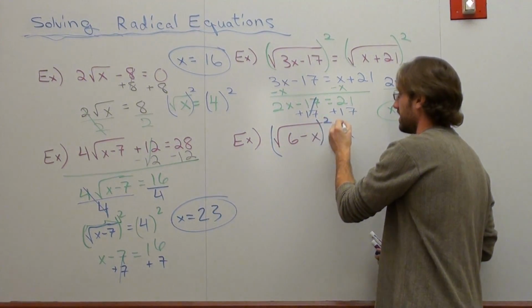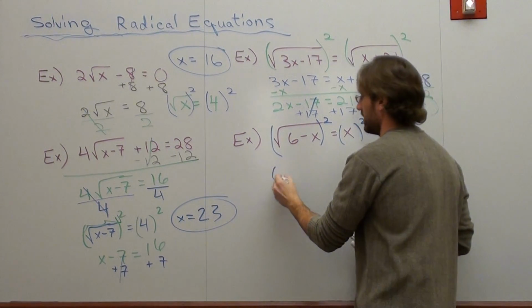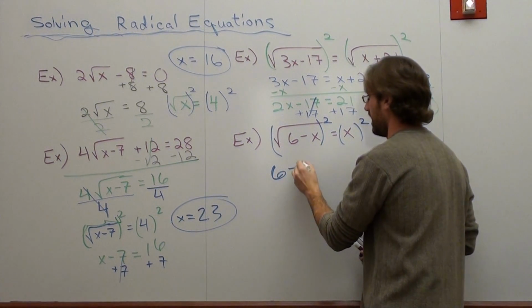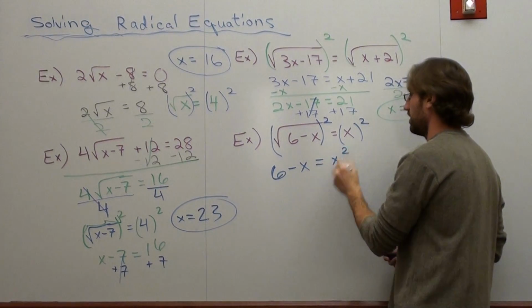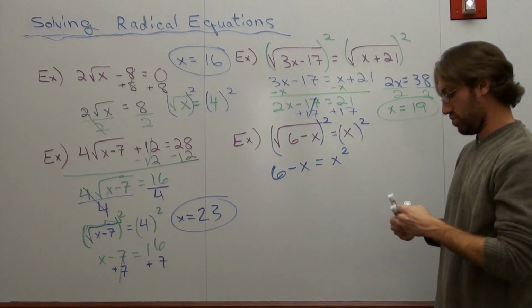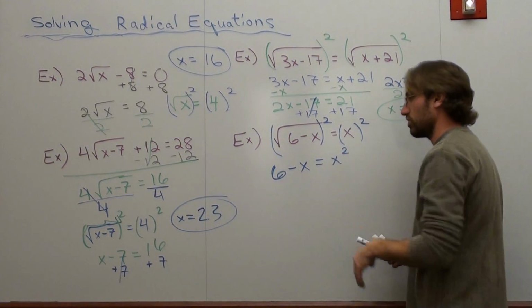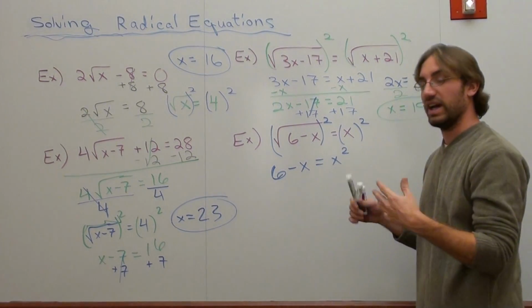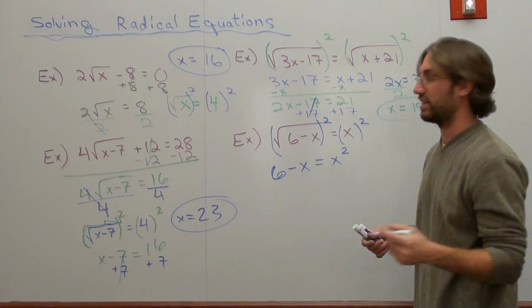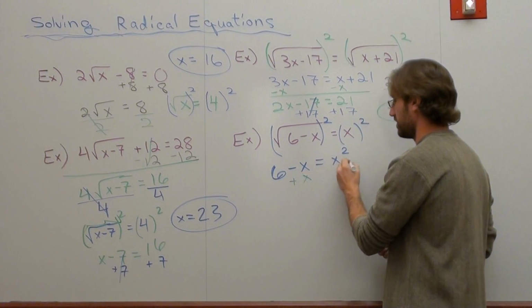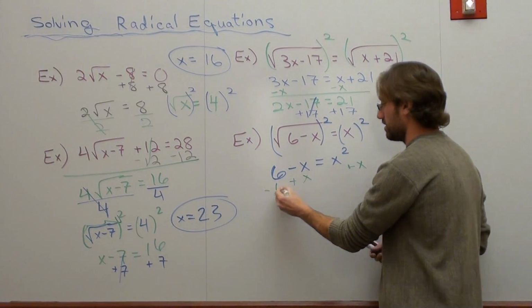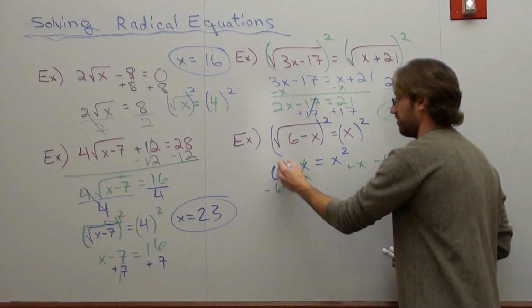Square both sides to get this x by itself. 6 subtract x equals x squared. Uh-oh. We're going to try to factor this. Get everything on one side, get it set equal to 0. And students do not like this when they have to incorporate old steps. But hey, sometimes you got to do that.